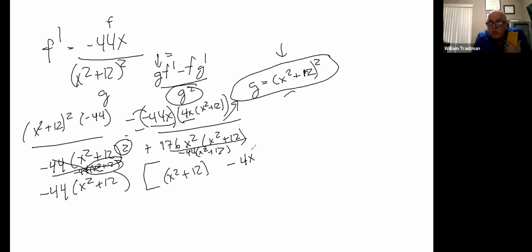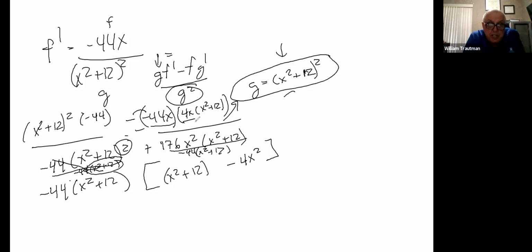I don't know. That's why I didn't want to do this. I had to have it spread all over the whole board. Negative 44, 176 is a negative 4 x squared. And that's it.